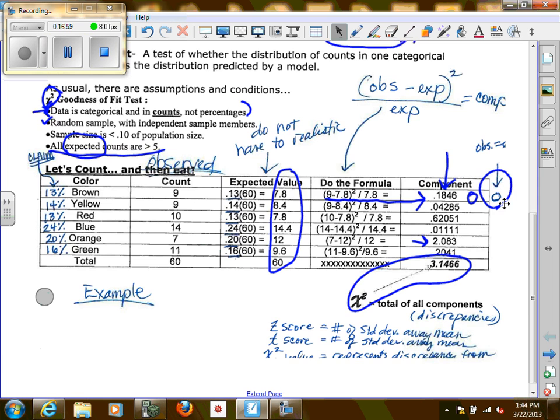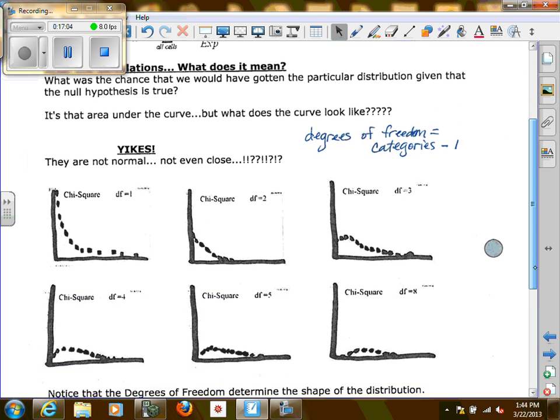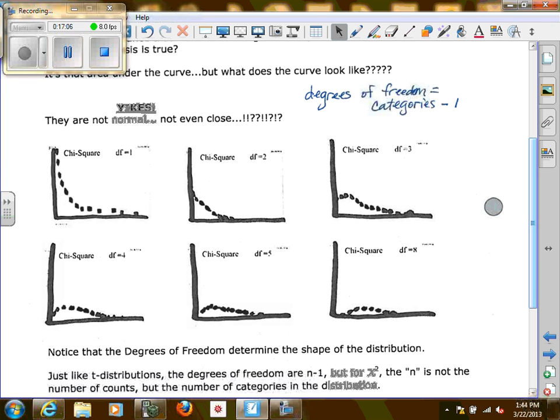Now let's talk about what the shape of the curve looks like, because it's not normal. It looks very different. Here you may notice that we have degrees of freedom: degrees of freedom 1, degrees of freedom 2, degrees of freedom 3. So the question is, how do you think degrees of freedom are tabulated?